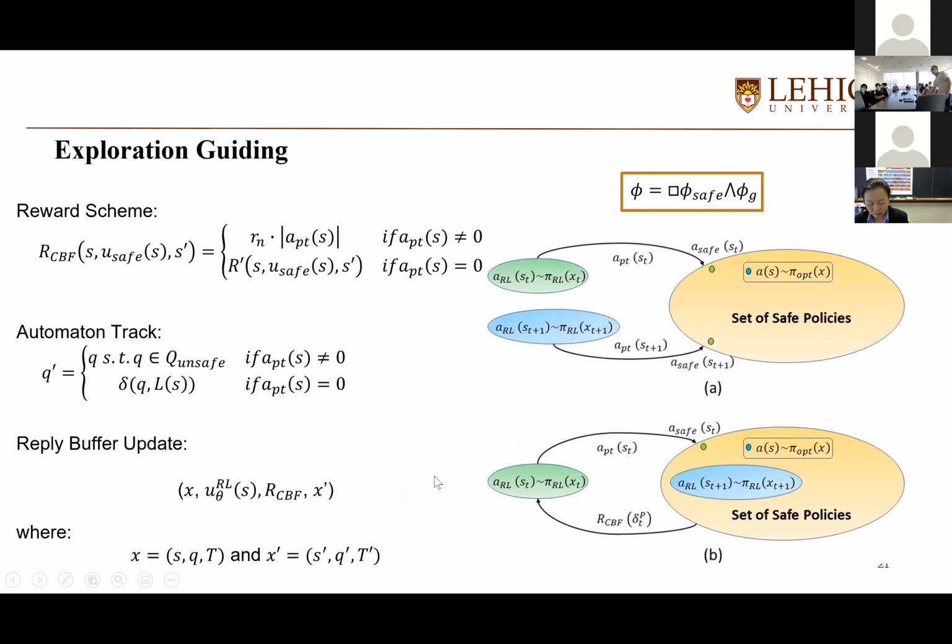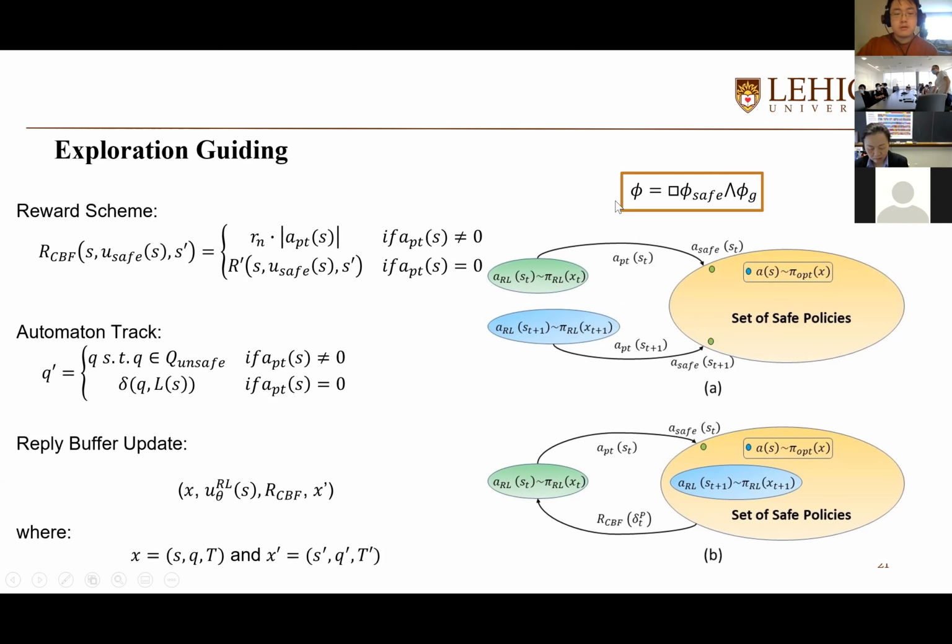The detail is, if the perturbation of the CBF is not equal to 0, which means the RL controller is unsafe, we will give a penalty. And then we will use the automaton state to indicate whether the RL controller is safe or unsafe. If it's unsafe, the automaton state will switch to this unsafe component. And then we will apply this shift process into the replay buffer.